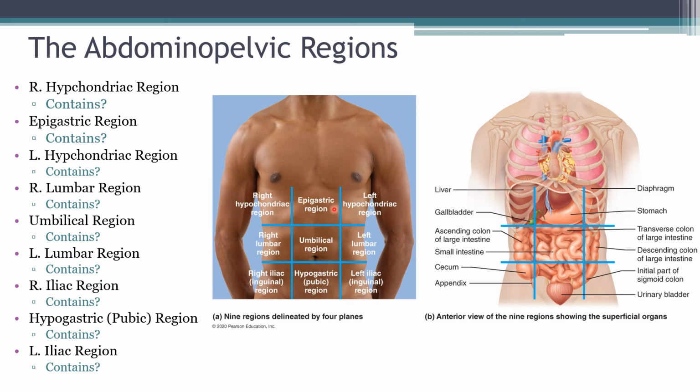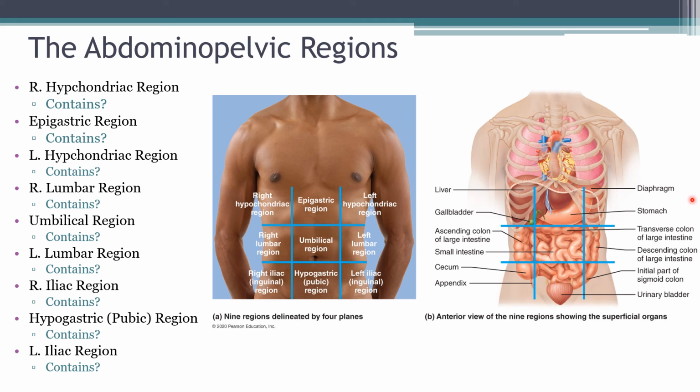So right hypochondriac region, epigastric region here in the middle, left hypochondriac region here, right lumbar region here, which can also be called the lateral region, the umbilical region in the middle, left lumbar or left lateral region here. And then you have your iliac region or inguinal region, so right iliac or inguinal region, hypogastric or pubic region here in the middle, and then left iliac or left inguinal region down here. Inguinal means groin, so this is in the groin area. Okay. So again, I could put a number on any one of these. You should be able to tell me which one is which.